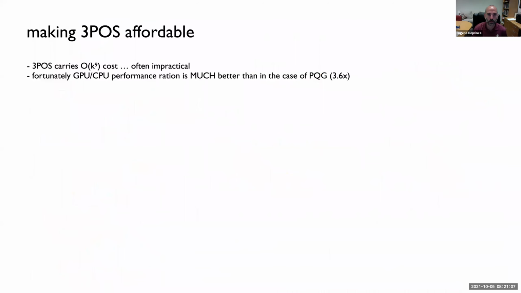Okay. These calculations are extremely expensive and often impractical because of this high scaling, and there's also a high prefactor associated with these methods. Fortunately, we have explored GPU performance of these methods, and the performance ratio is much better than what we see in the case of the 2-particle conditions, which was only less than a 4x speedup.